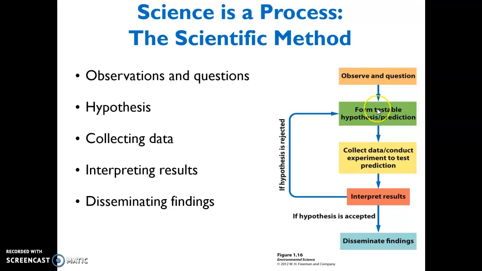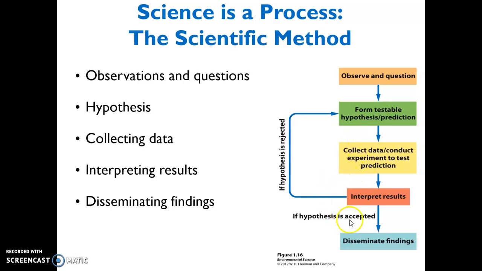So we had the Pfiesteria as a possible cause of the death of 1 billion fish. Data was collected, results were interpreted, and if the results did not show that Pfiesteria was a cause, then that would mean the hypothesis is rejected and we would go back and form a new hypothesis. So, for example, we might form a new hypothesis that says water temperature is the cause of these deaths.